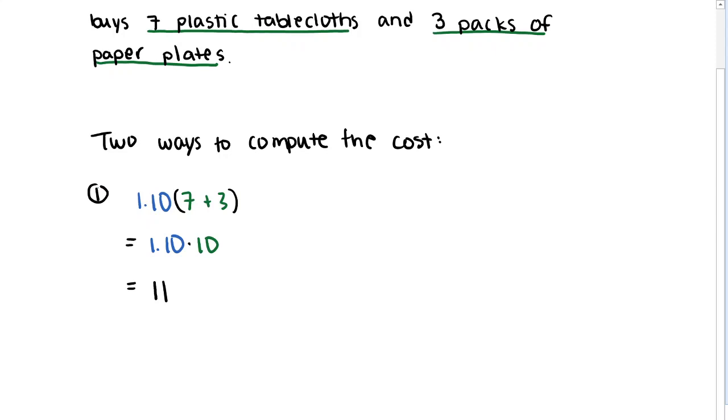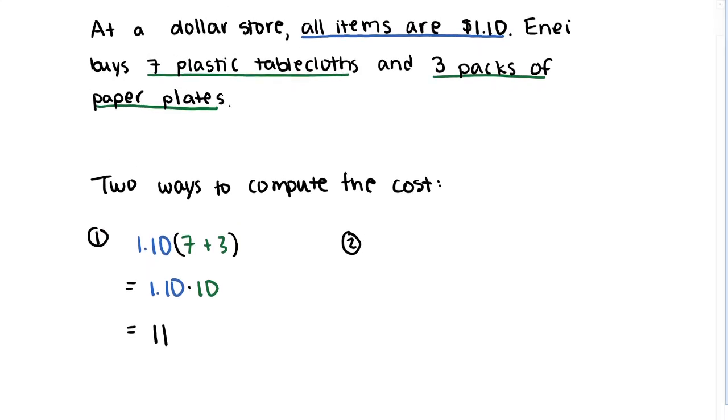Okay, well, I said that there's a second way to compute this total cost. Well, every item is $1.10, so we can imagine buying all of the tablecloths first, right? So it's going to be $1.10 for every single one of these tablecloths, right? So $1.10 times 7 is how much we're paying for the tablecloths. And if we add this with how much we pay for the packs of paper plates, that's $1.10 for each of those 3 paper plates.